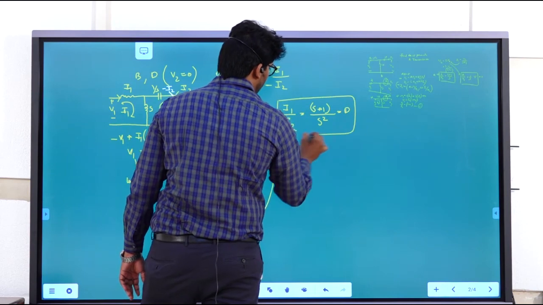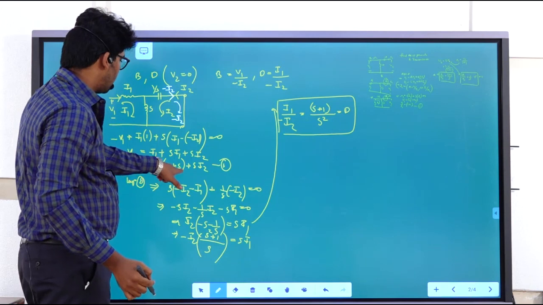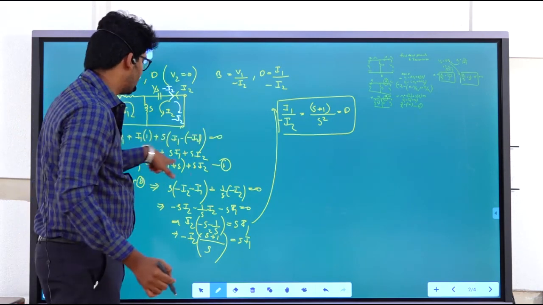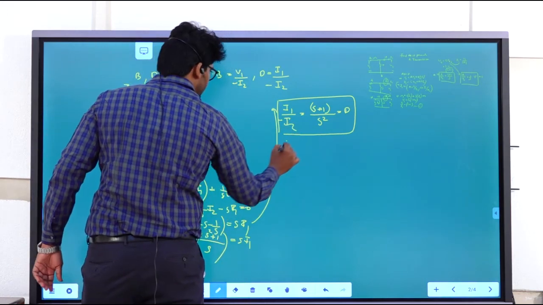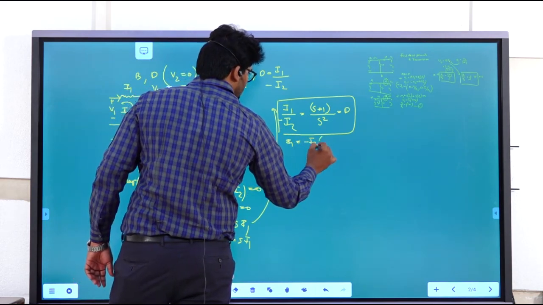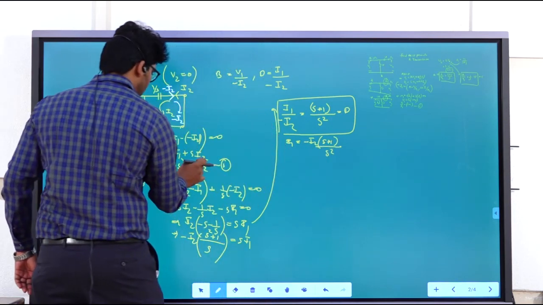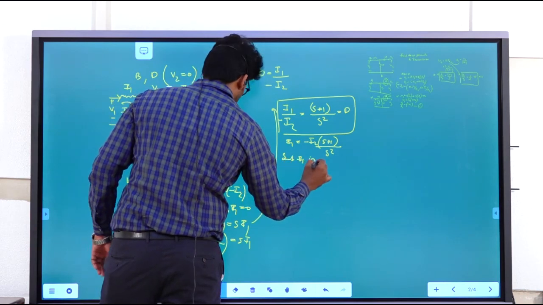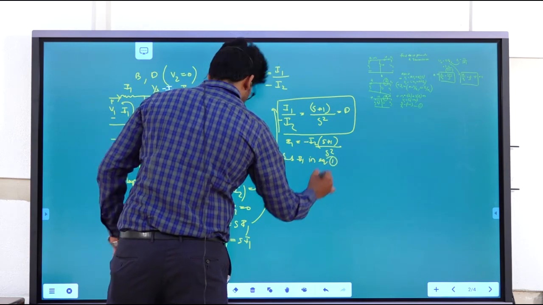Now we want V1 by minus I2. So we have V1 here and I2 is here. From this equation we need to get I1. So I1 equal to minus I2 into S plus 1 by S square. Substitute this I1 in equation 1.